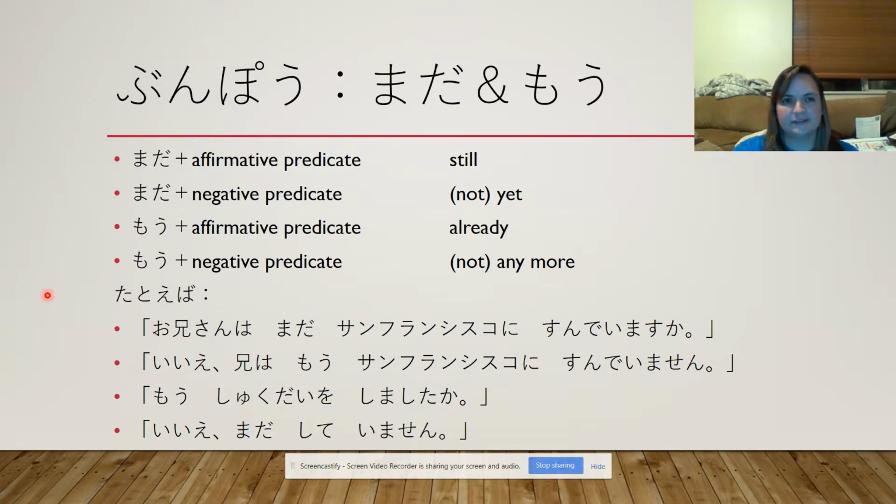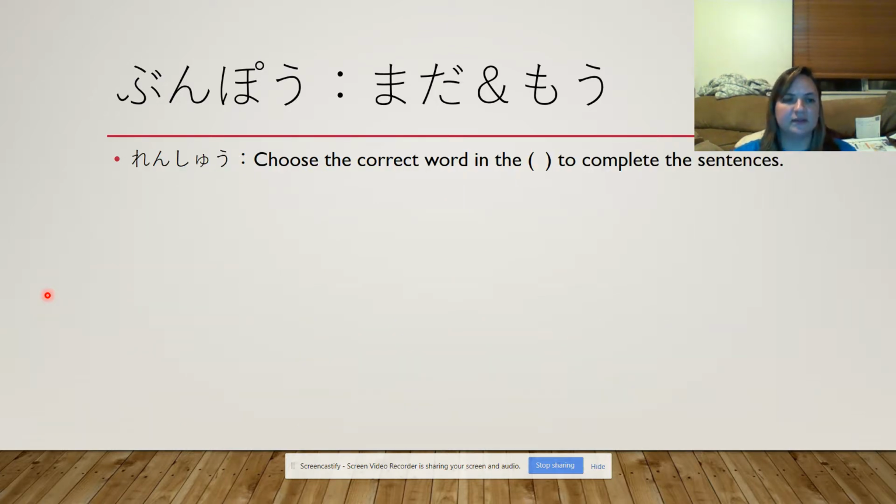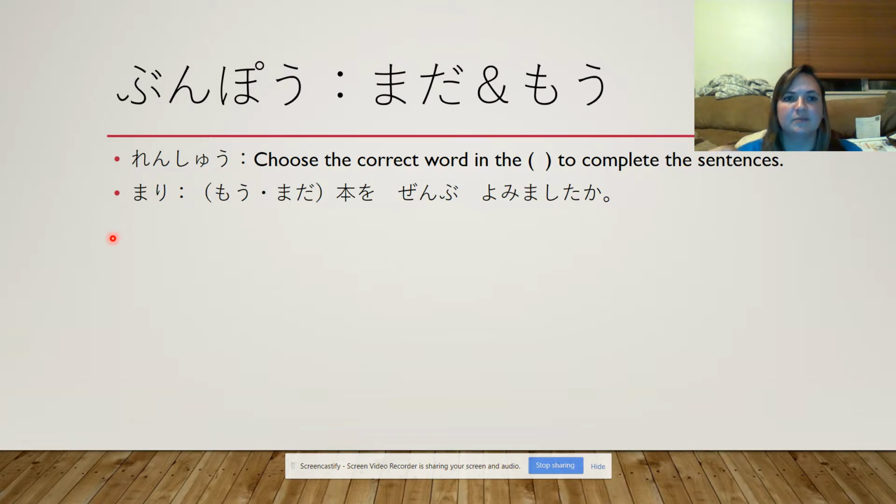Okay, let's practice it a little bit, right? So on the next slide, you don't necessarily have to take notes, of course, but I'd like you to kind of follow through. So renshuu, practice. Choose the correct word in the parentheses to complete the sentences. So let's look at our first one. Mari-san says, blank, hon o zenbu yomimashita ka?